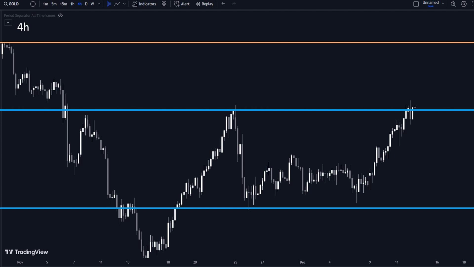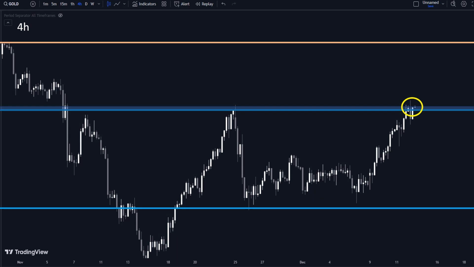Setting higher time frame targets. These levels also serve as our higher time frame targets for trade setups. For example, if price is approaching a daily level, we're prepared for potential reversals or continuations based on how price reacts there. Currently, price is trading at a daily key level.